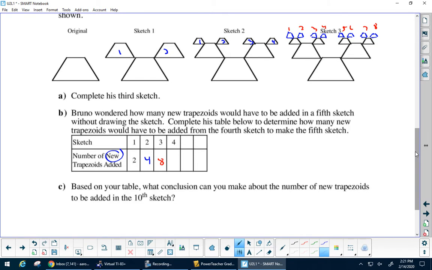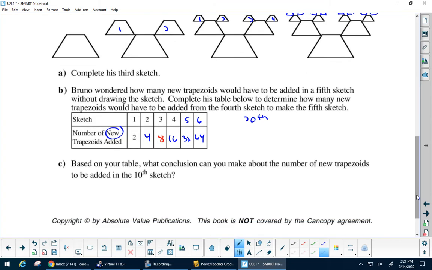How many do you think would be in the fourth? 16. How'd you get that? See how it's been doubling? So at 5, there should be 32, and at 6, there would be 64. There's even a better way to do it, because what if I wanted the 20th? Then you're like, that's awful. I've got a blah, times 2, times 2, times 2, but there's a better way.